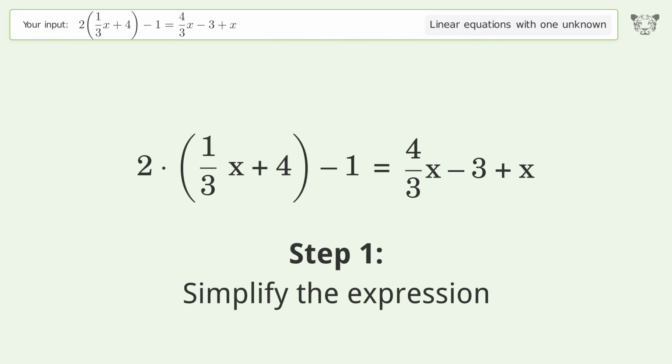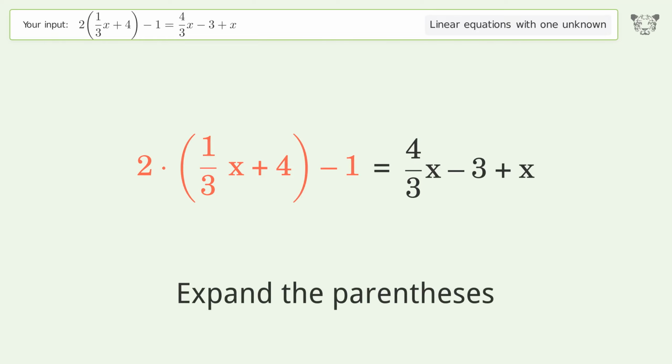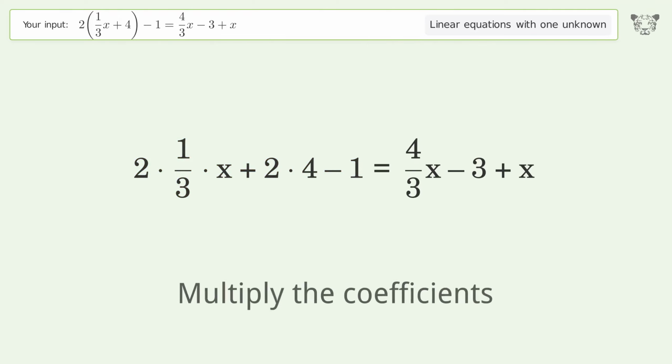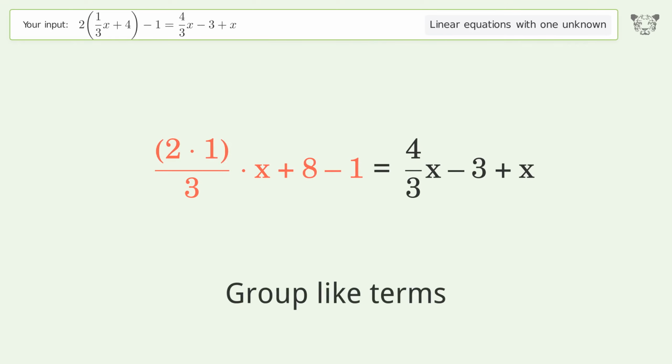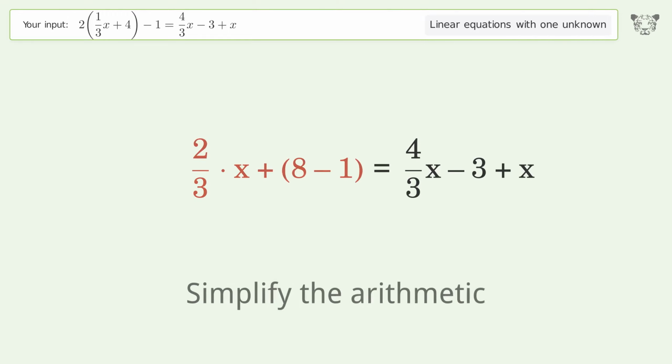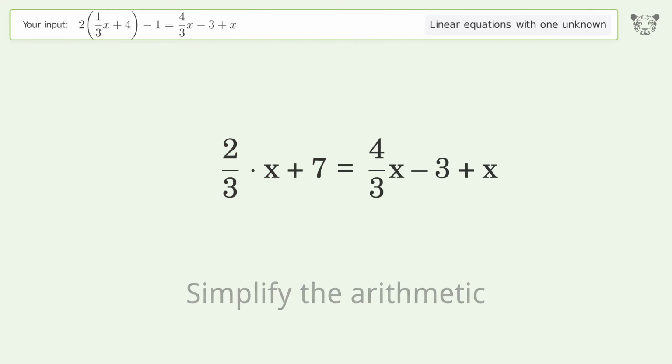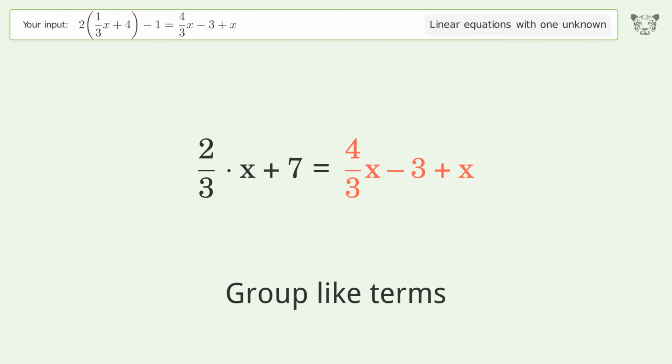Simplify the expression. Expand the parentheses. Multiply the coefficients. Simplify the arithmetic. Group like terms. Simplify the arithmetic. Group like terms.